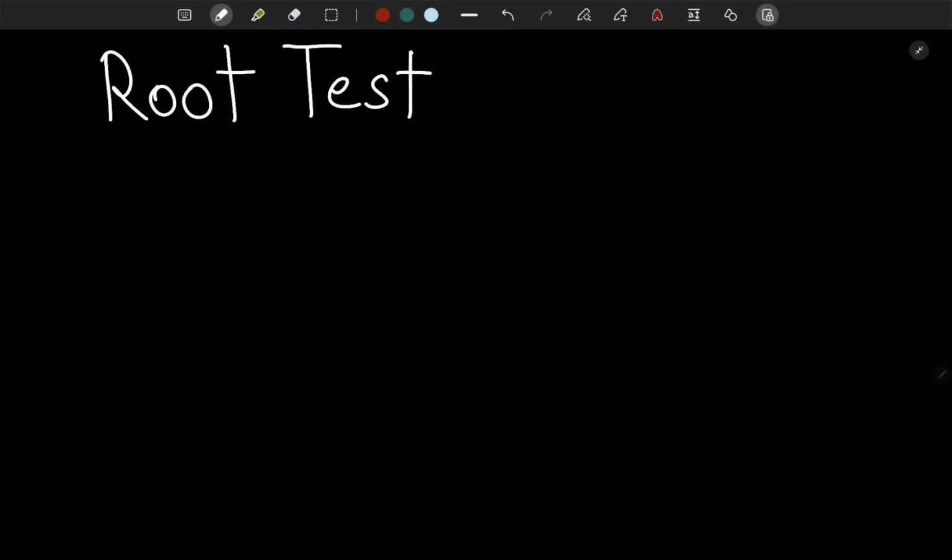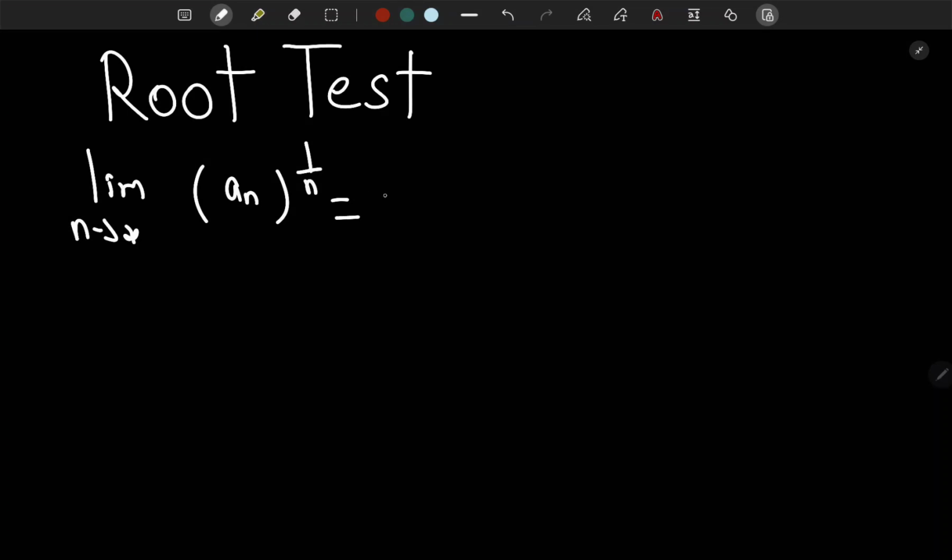So in this video we'll be learning about the root test. Now in my last video we learned about the ratio test, which is very similar to the root test. So we have, let's say, a series from n is equal to 1 to infinity, and what we do in the root test is we take the limit as n approaches infinity of that series, let's call it a of n, and we take it to the power of 1 over n, and we evaluate the answer.